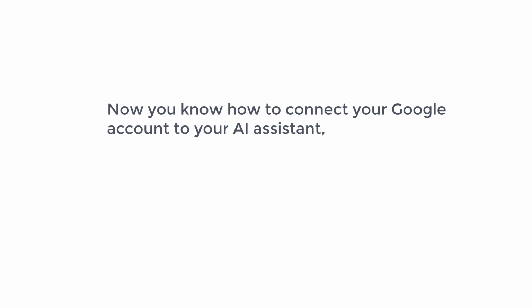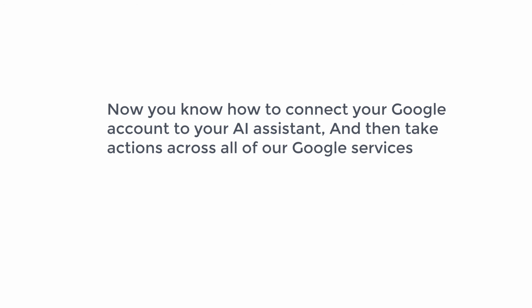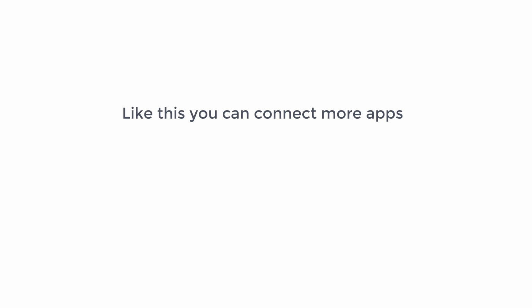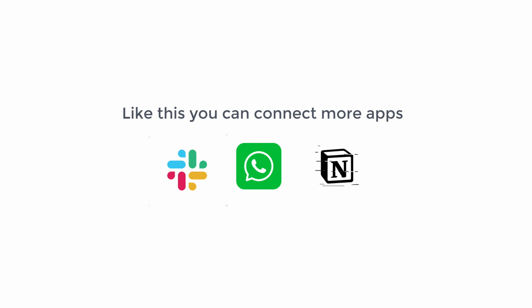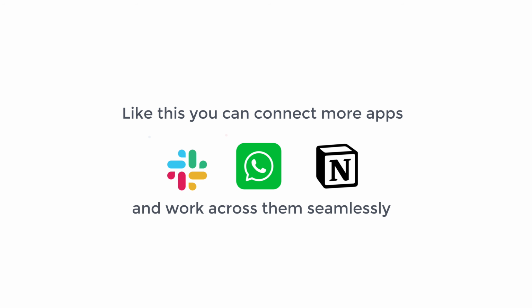Okay, so now you know how to connect your Google account to your AI assistant and then take actions across all of our Google services like Gmail, Google Calendar, etc. Like this, you can connect more apps like Slack, WhatsApp, Notion, and more and work across them seamlessly.